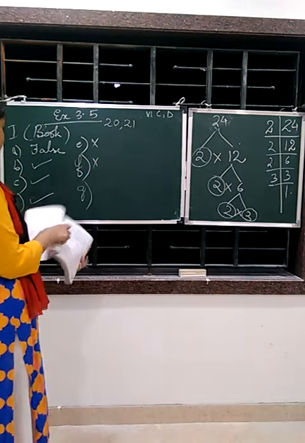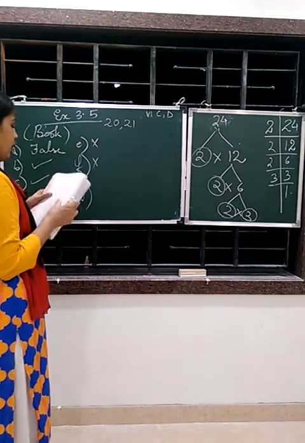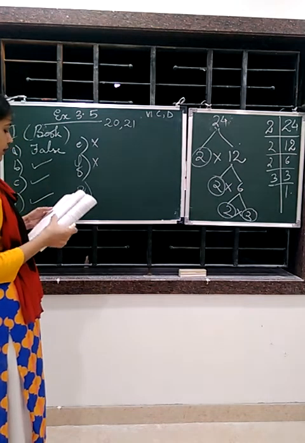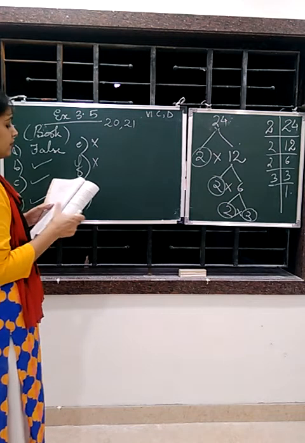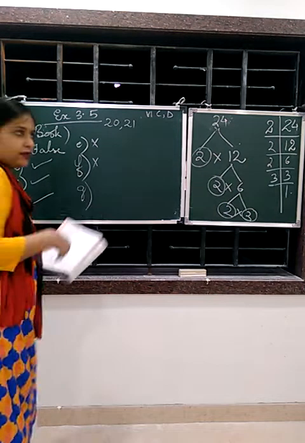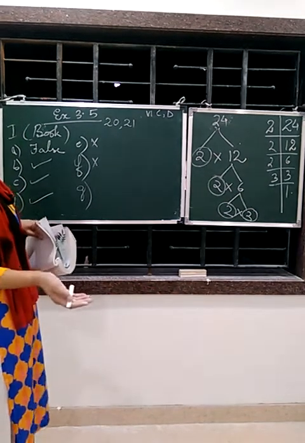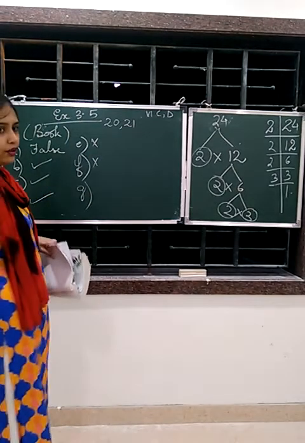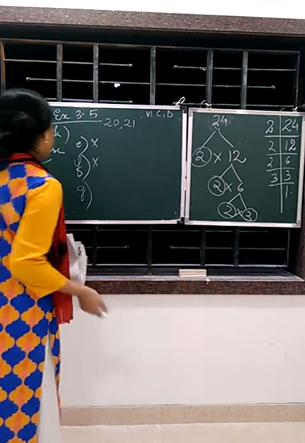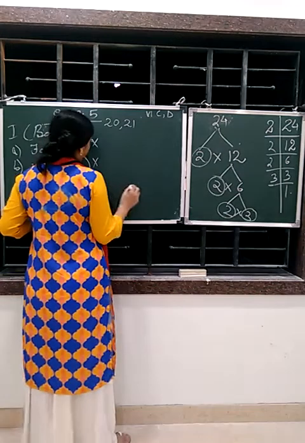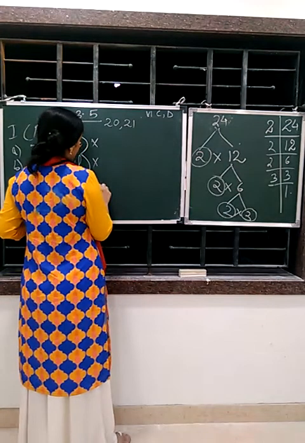Is there any G? All numbers are divisible by 8 must be divisible by 4. Yes, because 8 is divisible here by 4 also. So true.